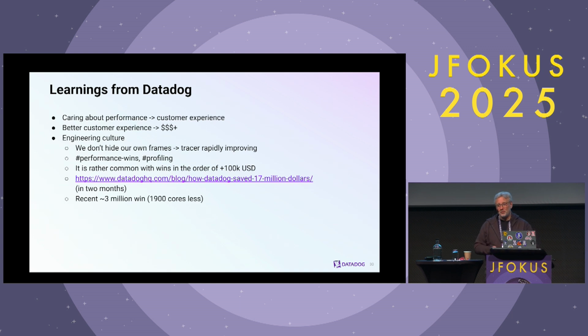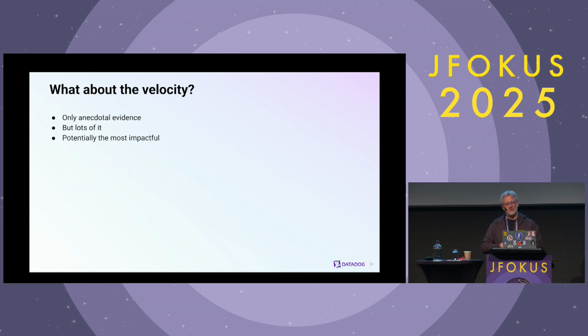We released a blog post not too long ago when one of the people on my team discovered in performance wins, this is kind of a lot. Maybe we should write something, because it was 2 months where we saved $17 million. And so we published a blog post around that. And recently we had a win that allowed us to use 1,900 cores less, so $3 million approximately in list price.